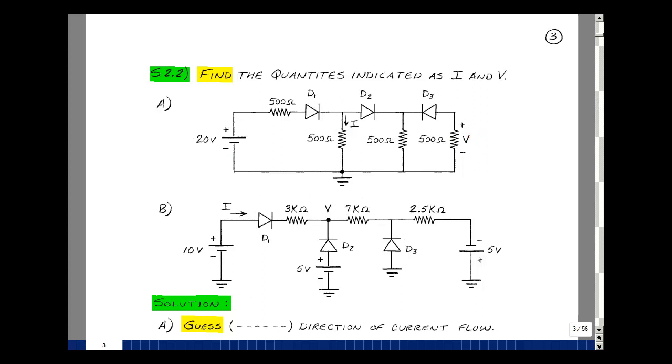In the second problem, there are 3 ideal diodes, 3 resistors, but now 3 batteries. Likewise, can you find the voltage V and the current I?